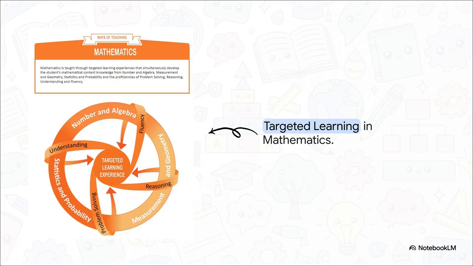And this graphic brilliantly illustrates how these concepts swirl together in practice. In a targeted math learning experience, notice how core content like number and algebra, or measurement and geometry, is wrapped tightly by essential proficiencies, things like problem solving, reasoning, understanding, and fluency. The sequence of content is constantly being engaged by these dynamic mental skills to create a really rich learning experience.